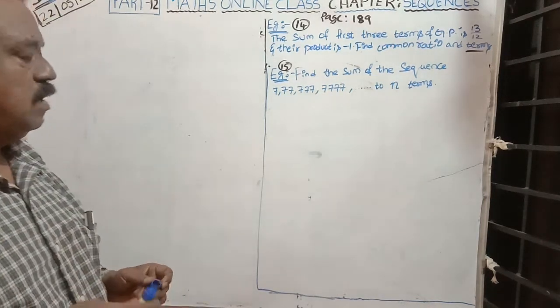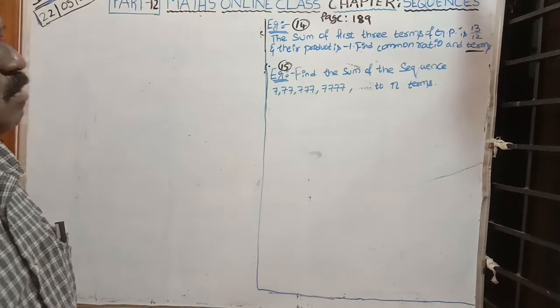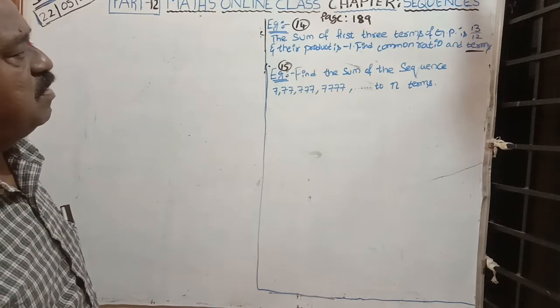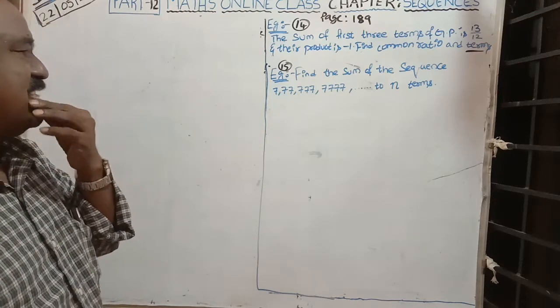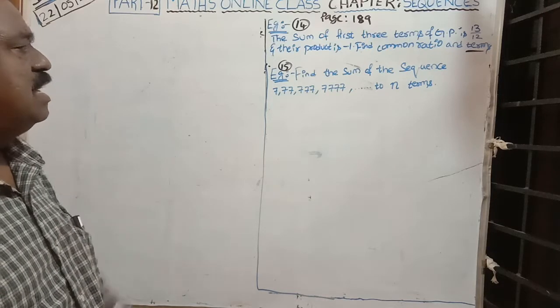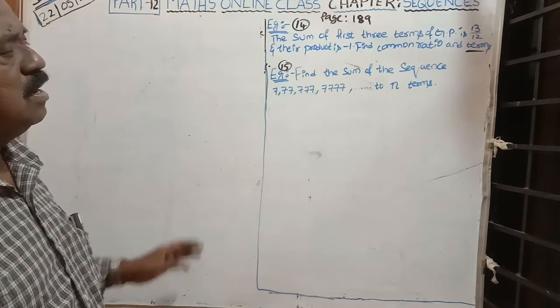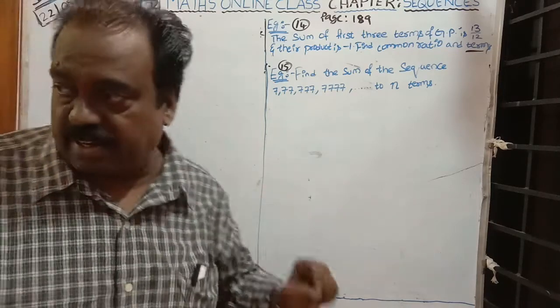Okay. Next example is 15. Find the sum of the sequences 7 comma 77 comma 777 comma and so on. It is up to 10 terms. Just 1 minute.